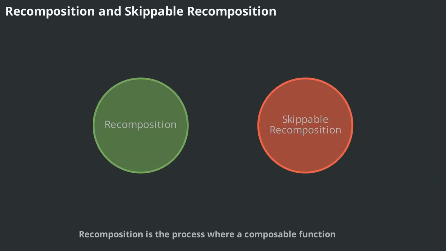Recomposition is the process where a composable function re-executes to reflect changes in the underlying state. Compose tracks state reads within a composable, and any changes trigger recomposition. Skippable recomposition is a performance optimization that prevents recomposition when dependencies haven't changed. Compose can skip recomposing parts of the UI if the values are stable, improving efficiency.